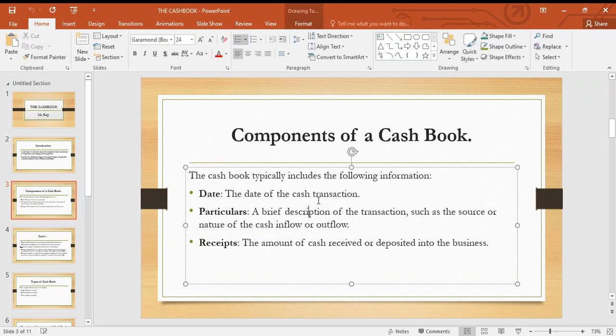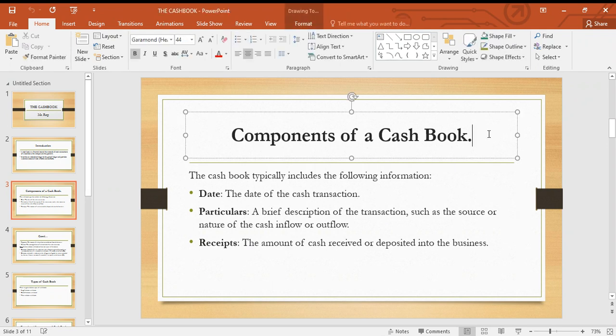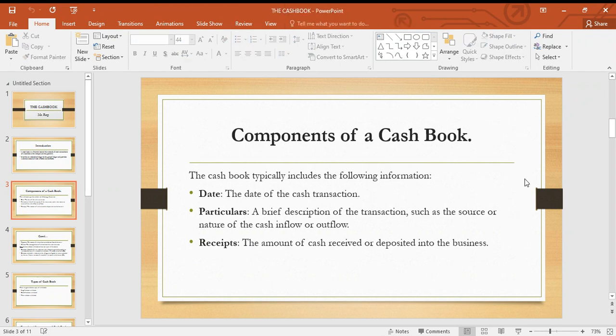Okay, let me read through it. So we have the components of a cash book. The first is the date. This is the date of the cash transaction, whereby when a product or service is offered and we receive the payment, we record that date. Then we have the particulars, or you can write details: a brief description of the transaction. If it is the purchase of a motor vehicle, we indicate it's a motor vehicle.